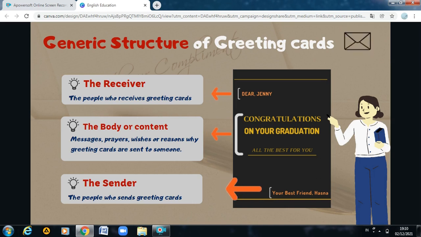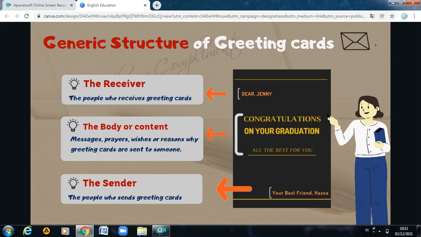Then in the explanation of the generic structure, I also use an arrow icon with an orange color that leads to an explanation of the generic structure of greeting card to attract student focus in studying the material that I convey in this slide. The last one, I give an example of a clear greeting card in this slide so that students can easily see and distinguish the structure of the greeting card.